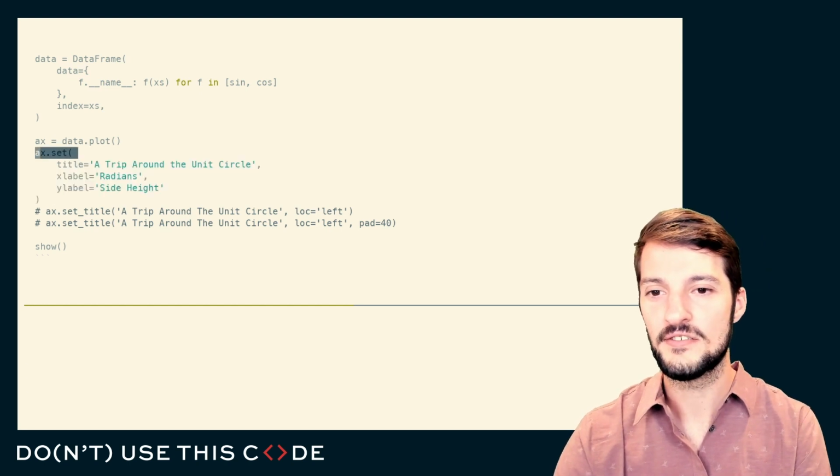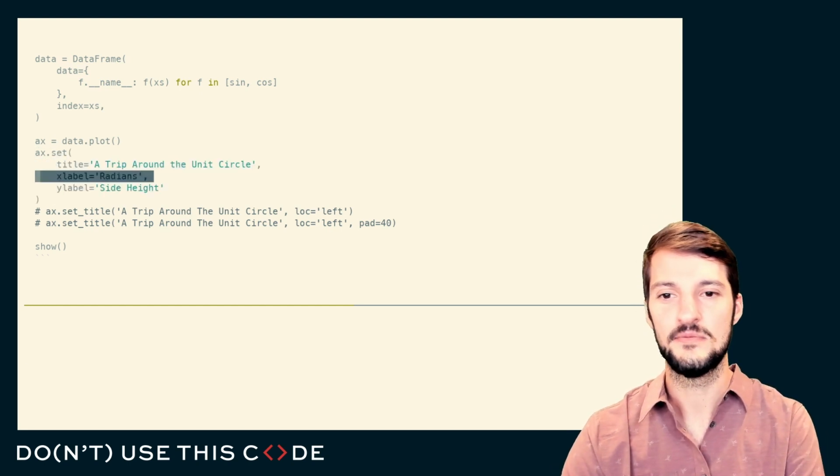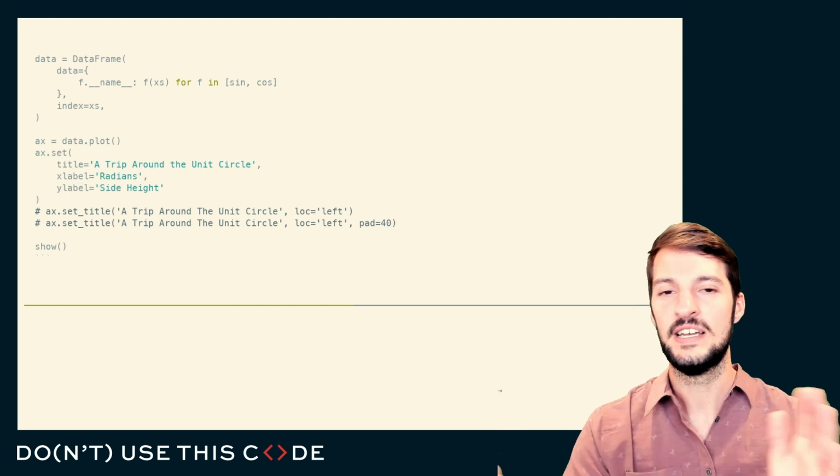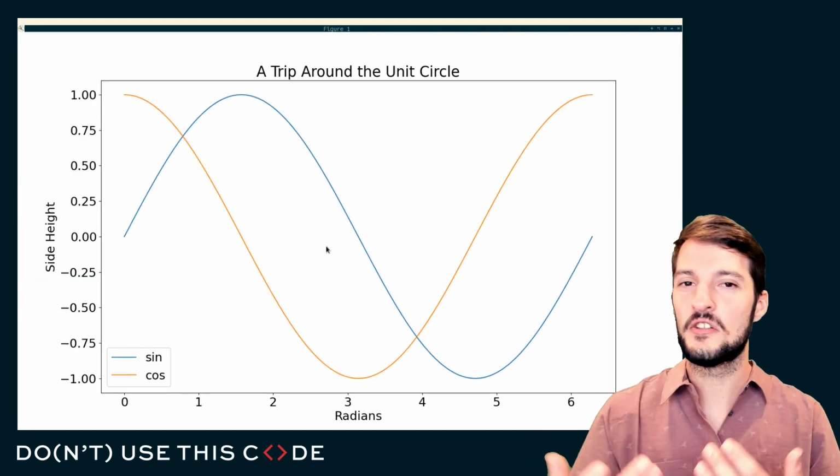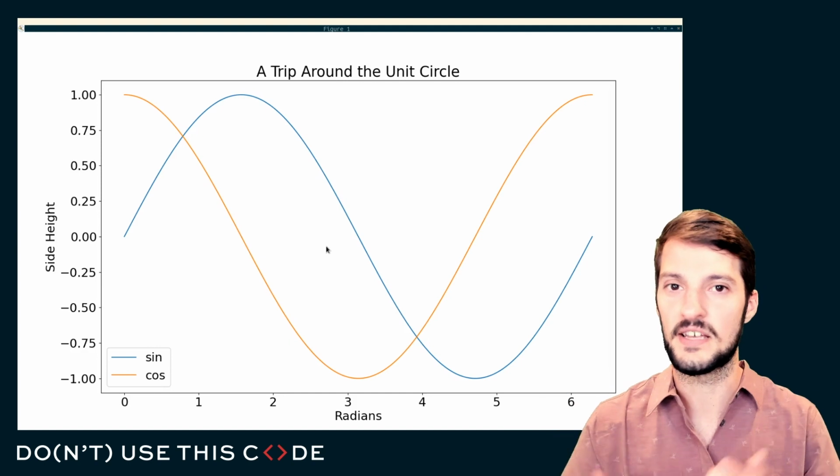But what I can do is use the .set method. I can set a title, my X label, and my Y label, and I can just add a little bit more context to what it is that I'm looking at here.